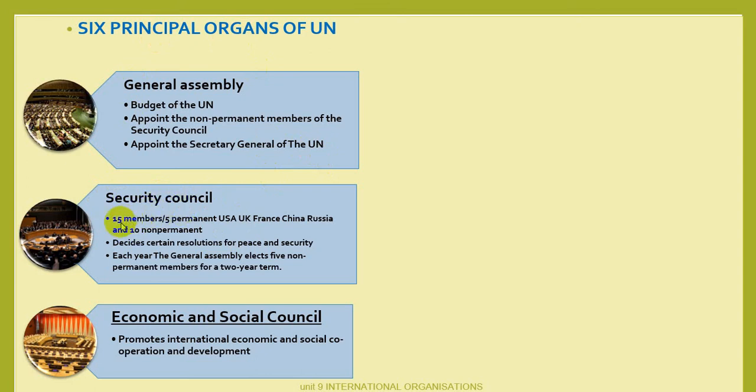The Security Council is composed of 15 members. 5 of them are permanent, which means they are there all the time. For example, the USA, the United Kingdom, France, China, and Russia. And we have 10 non-permanent, which means they change. The Security Council decides certain resolutions or decisions for peace and security, and each year the General Assembly elects 5 non-permanent members for a 2-year term. The Economic and Social Council promotes international economic and social cooperation.